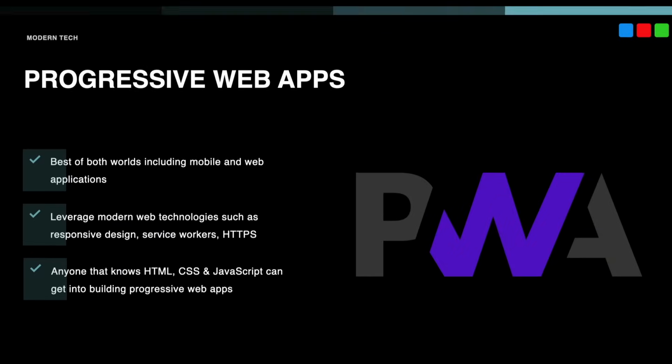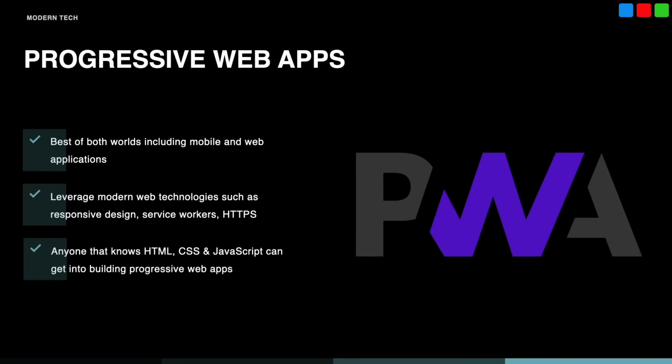So progressive web apps will remain relevant in 2023. In fact, I think we'll hear more about them. They provide the best of both worlds, both mobile and web experiences. And PWAs don't use any specific framework, but rather leverage modern web technologies such as responsive design, service workers, web app manifests, HTTPS, to provide an app-like experience on the web. And PWAs are responsive, installable, they're fast, and they can work obviously across multiple devices and platforms. So anyone that knows HTML, CSS, and JavaScript can build progressive web apps. There's just a few extra steps that you need to add on from it being a regular web app.